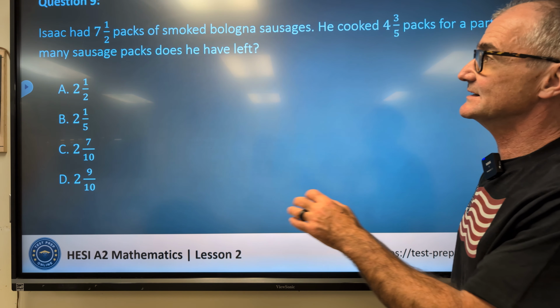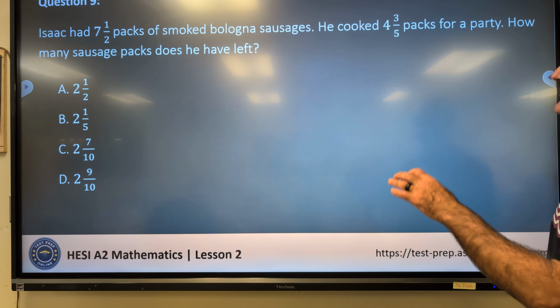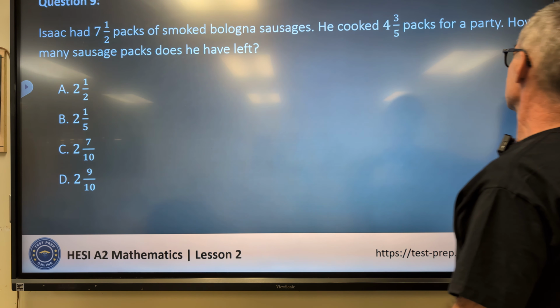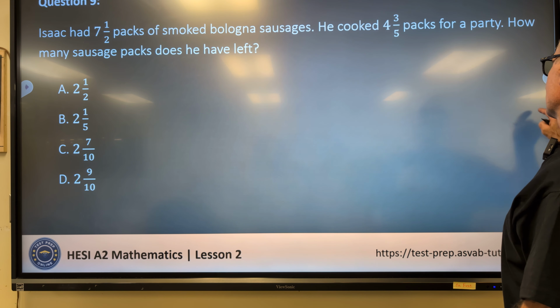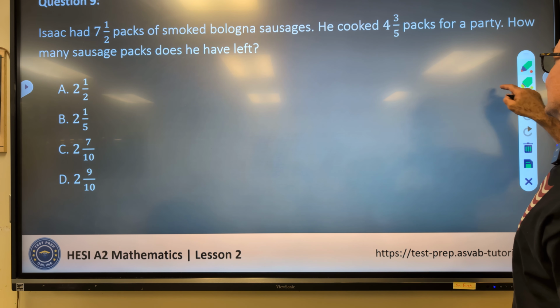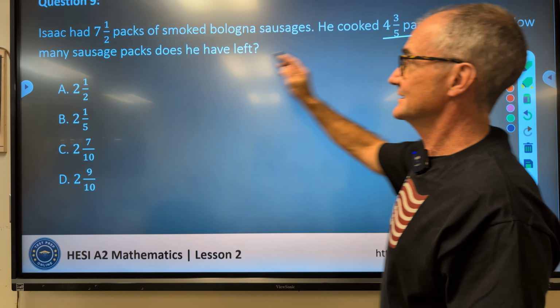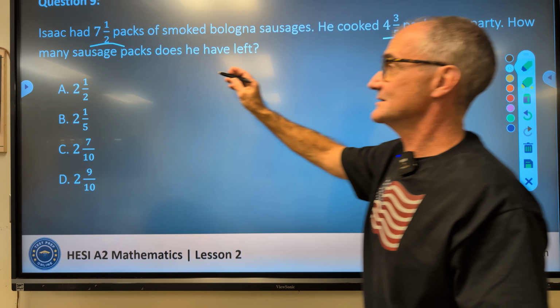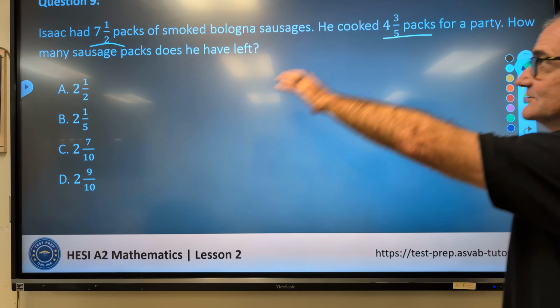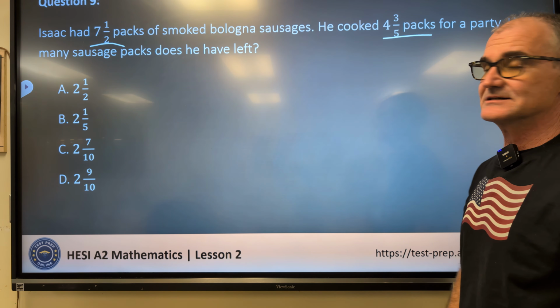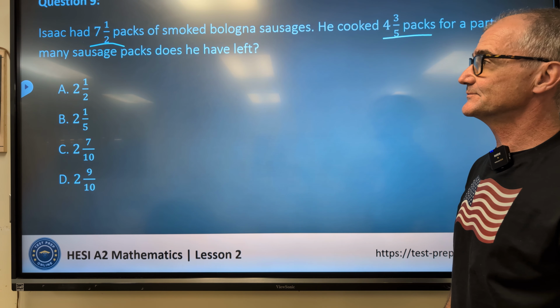Isaac has 7.5 packs of smoked bologna sausage, and he cooked 4 3/5 packs for a party. How much does he have left? So what we're doing here is we have this number and this number: this is what he starts with, that's what he uses, what is left. So I read that as subtraction. Go ahead and pause the video, do that problem.